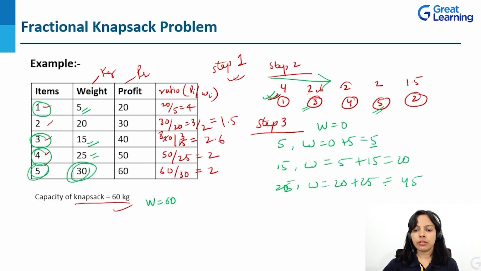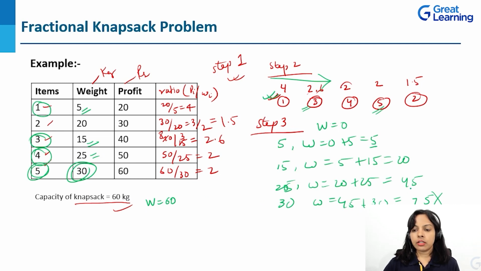If I select 30, the weight will be 45 plus 30, which is 75. It means I cannot select this. 75 is greater than 60, meaning the capacity of the bag is less than the total weight. So I cannot consider this. In that case, you have to select the fractional part of it. Meaning, if you cannot select the full, you select some part of it. How to decide which part of it?